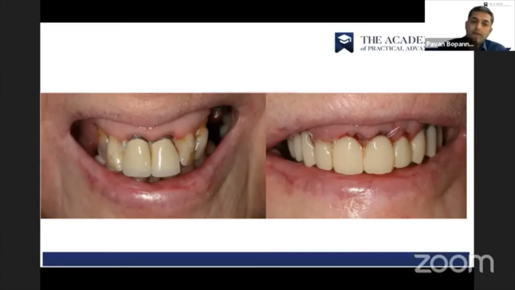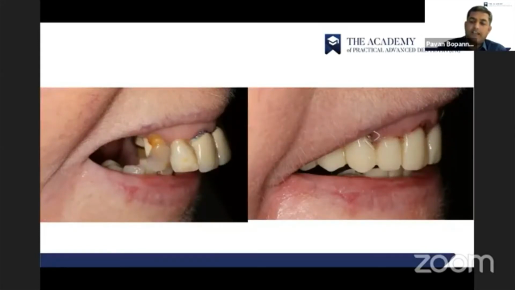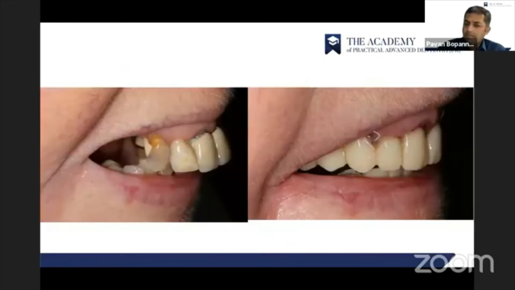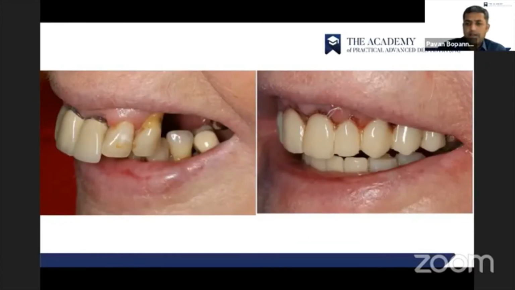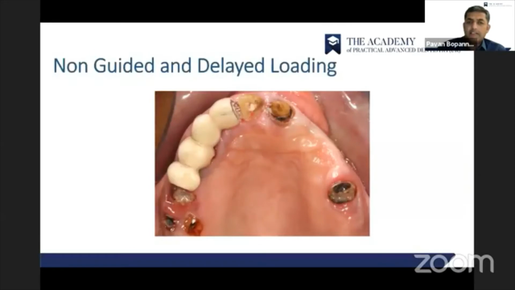So we extracted all of her incisors. I kept the canines to support the guide, and then I took the canine out towards the end. I placed 5 or 6 implants on the upper, and we restored her upper jaw all on the same day. Okay. So this was another case.